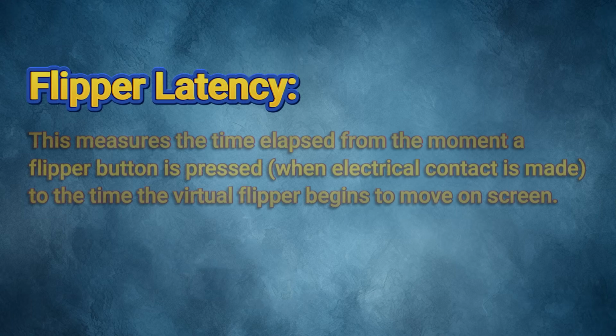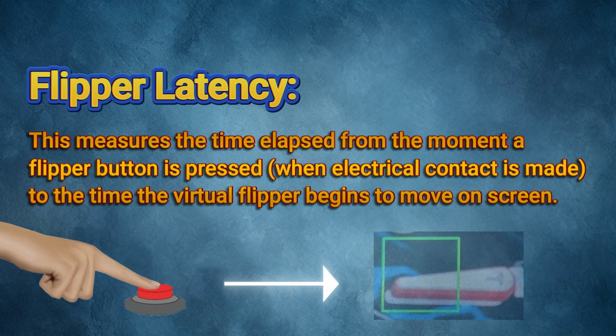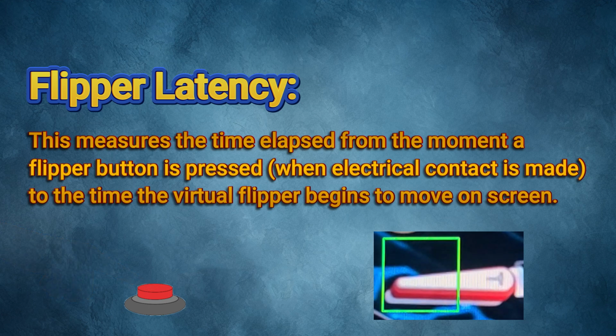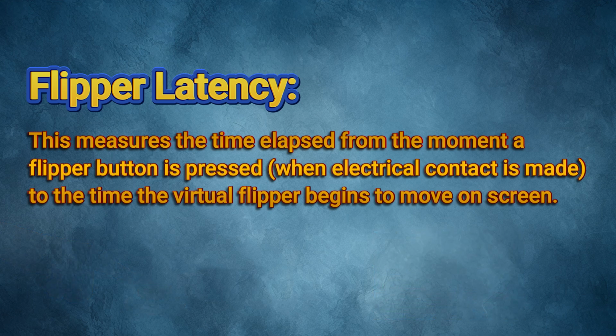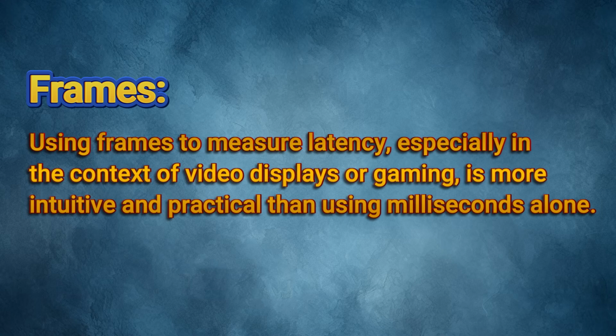Flipper latency is determined by measuring the time elapsed from the point at which the flipper button is pressed to the time the flipper begins to move on screen. A common method of calculating this latency is using a video editor to record the live action and measure both events. While measuring in milliseconds is ideal for measured accuracy, converting milliseconds to frames is easier to understand and a more accurate representation of the delay from a player's perspective.